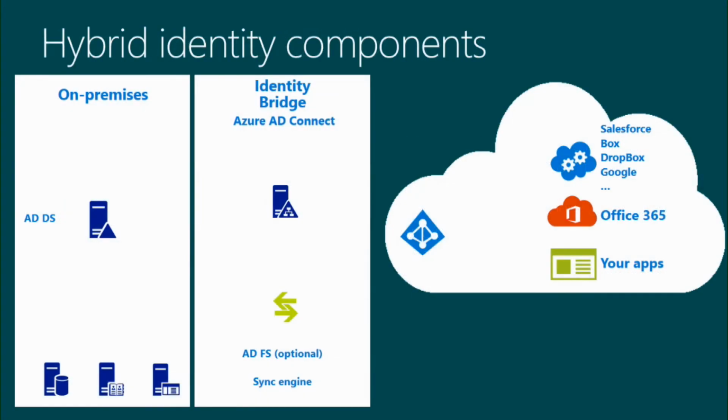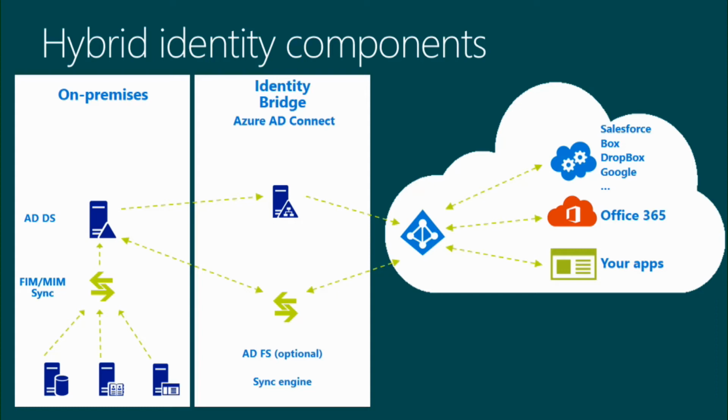So here's an example of the components for this. Over here on the right-hand side, you have the cloud providers. On the left, you've got my on-premises providers. So I've got my users within Active Directory directory services. I install my identity bridge, which is Azure AD Connect. And that's either going to be the synchronization engine or the federation services. It will synchronize all those applications, tools, and users, make them available to Azure AD.